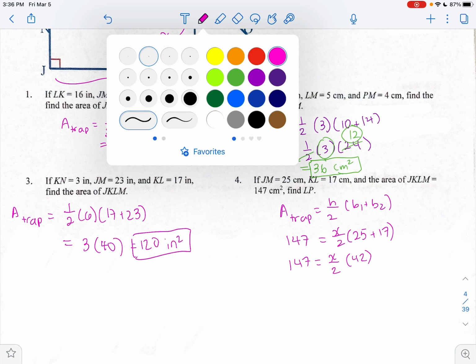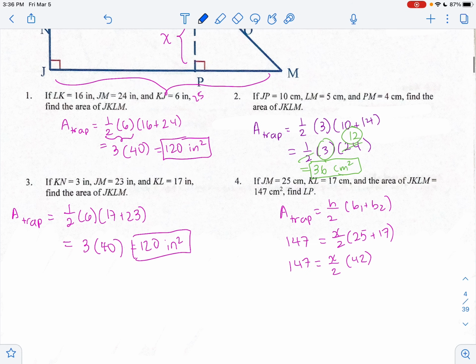2 goes into 42 nicely, exactly 21 times. So we've got 21x is equal to 147. If I solve for that, I get x equals 7 centimeters. Centimeters because that's a measurement of height.